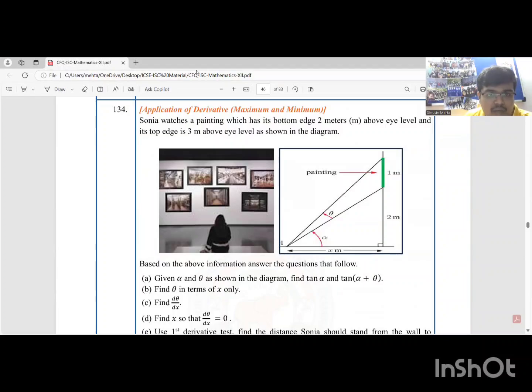So from the figure, students, tan of alpha is going to be 2 by x. That is super easy. Alpha plus theta means this full angle, students. Tan of that will be 3 by x. So this is 3 by x.